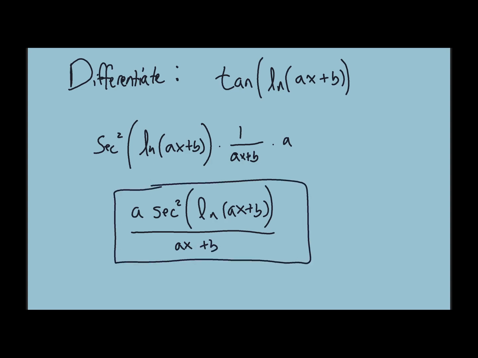So this is really a question of chain rule and whether or not you remember the derivative of tangent is secant squared, and that the derivative of natural log is 1 over its own input, and that the chain rule requires you to take a out of that one. And that's all it takes.